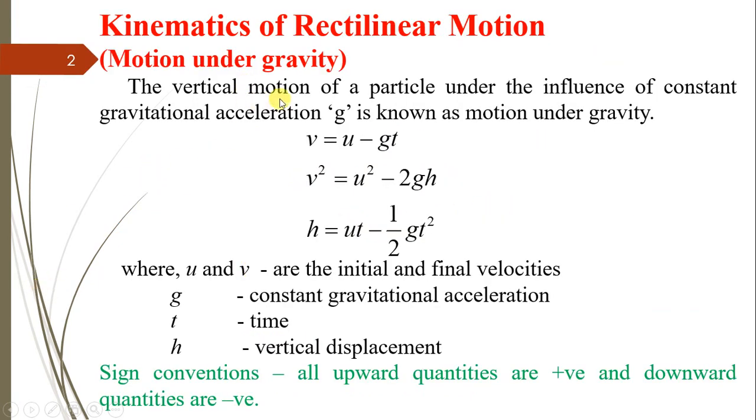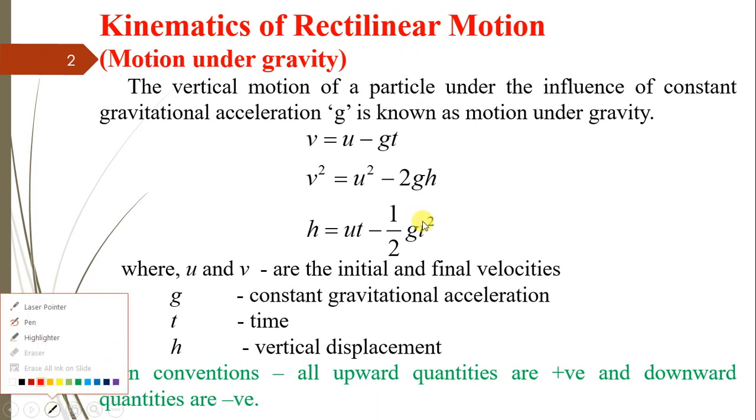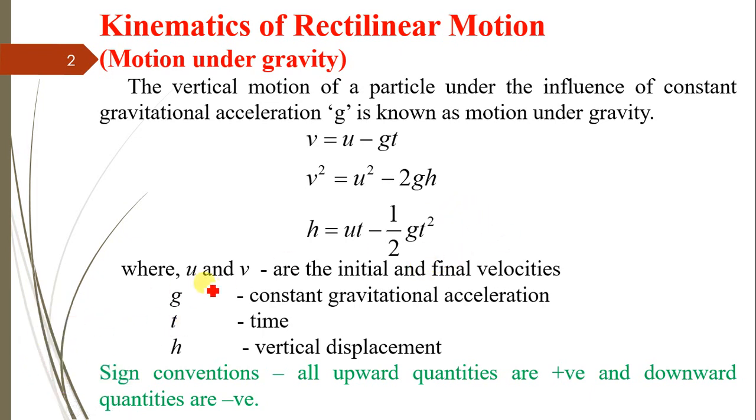It means the vertical motion of a particle under the influence of constant gravitational acceleration g is known as motion under gravity. And we know that whenever we are solving problems of a moving object with constant acceleration, that can be analyzed by using the three equations of kinematics, that is v equals u plus at, v squared equals u squared plus 2as, and s equals ut plus half at squared.